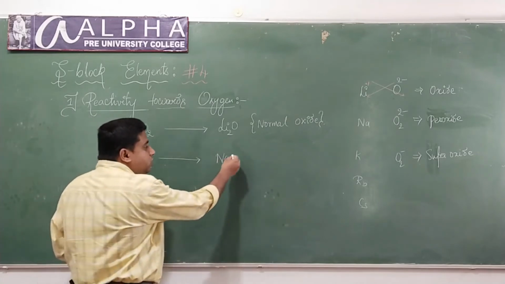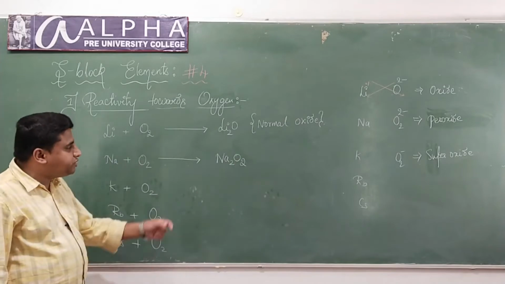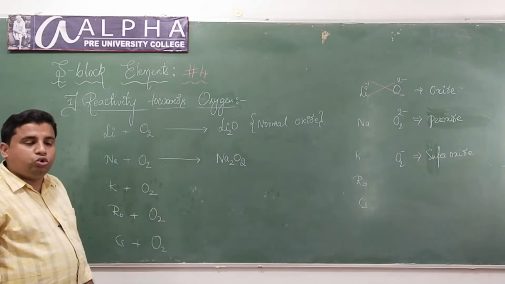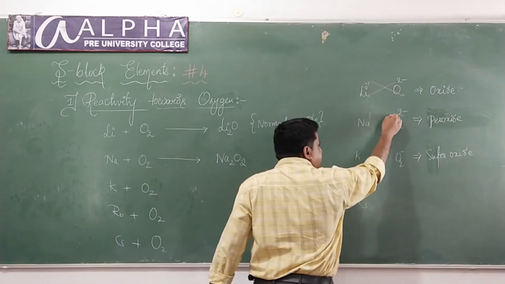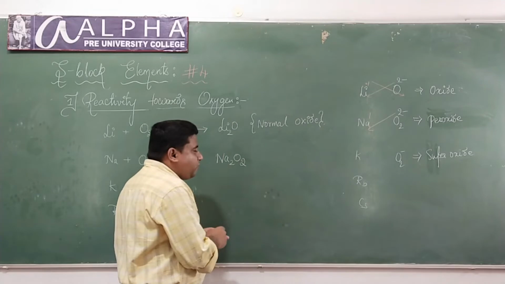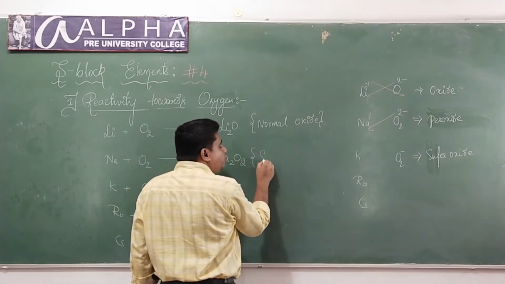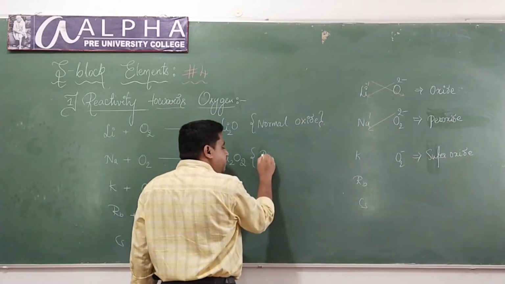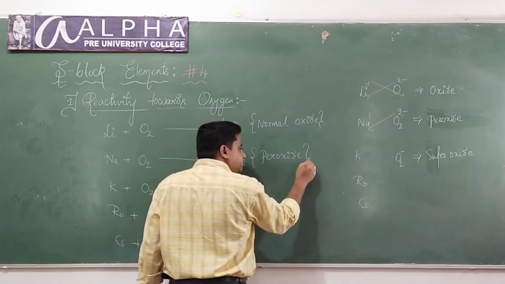What happens when sodium reacts with oxygen? It will form sodium peroxide. What is the formula for sodium peroxide? Na2O2. Multiply the charge: here 1, here 2. Two ones are 2. That's it. So what type of oxide is it? Sodium is forming peroxide. Is this correct? Yes.